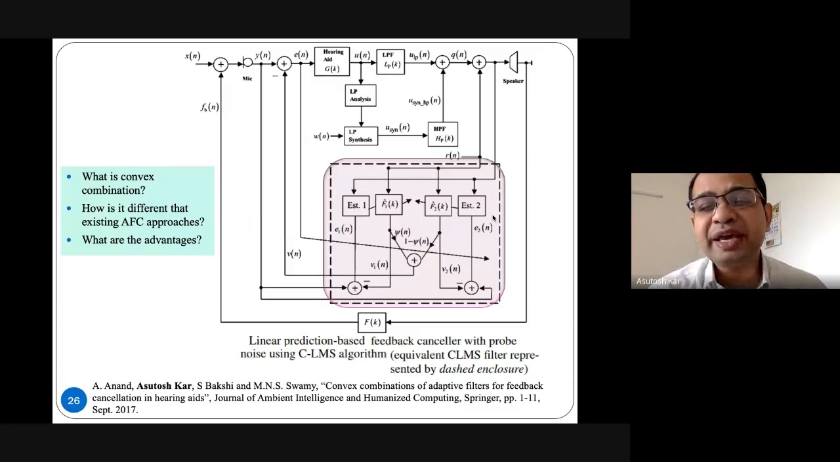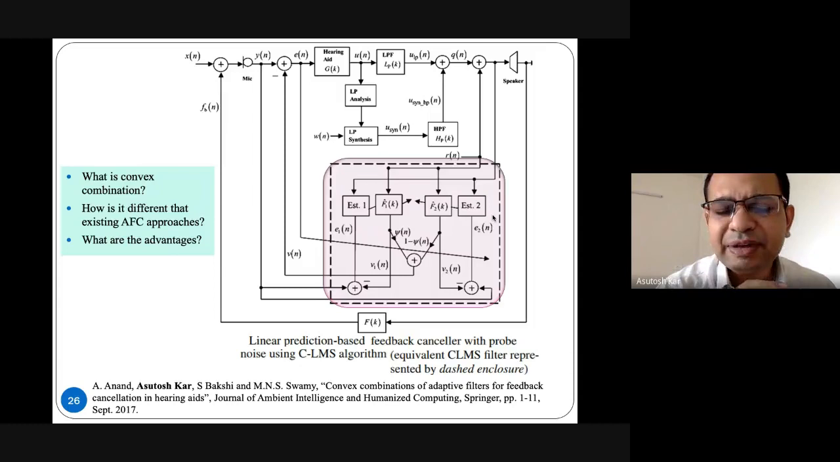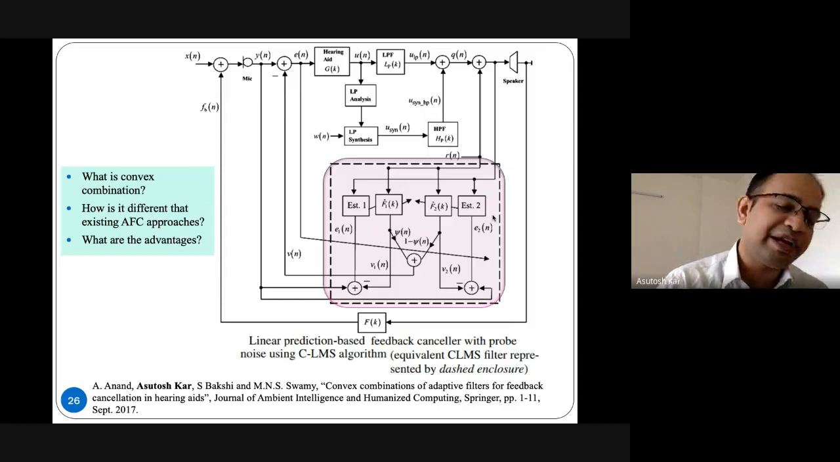This is the block diagram of a convex combination of adaptive filters. What is a convex combination? Why is it called a convex combination? The point is, when we go for adaptive filtering, the step size of weight adaptation is one of the most important parameters. What does it do? The step size for adaptation decides my rate of convergence, that means how quickly I reach the optimality. That is what the step size for weight adaptation determines.